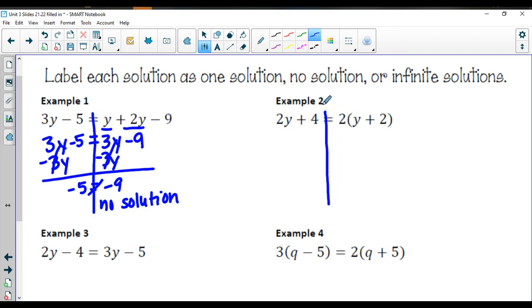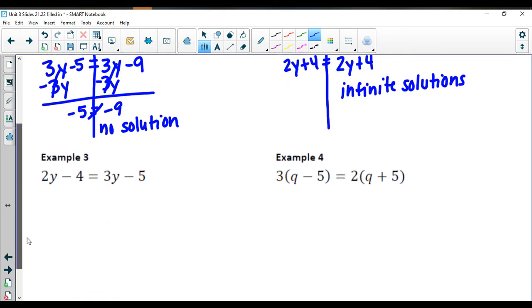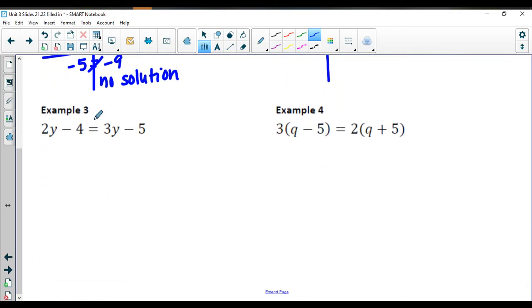In example number 2, left side looks good, so I'm going to leave it. And on the right side, I'm going to distribute, and I get 2y plus 4. Do you notice that both sides of the equal sign here are the same? If you remember, it's going to end up looking like an infinite solutions problem. So it means no matter what I put in for y, I'm going to end up having a true statement here.